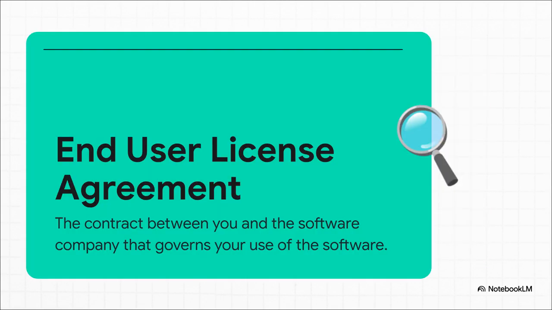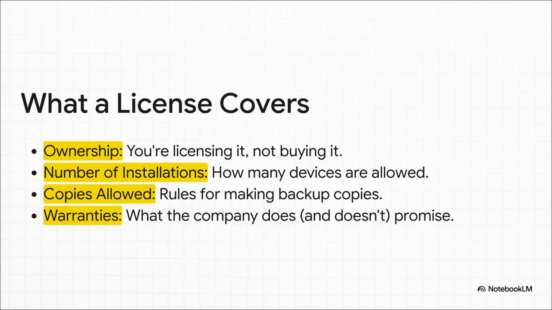Well, that wall of text has a name. It's called an End User License Agreement, or EULA for short. And it's not just some friendly suggestion, it's a real, legally binding contract between you and the company who made the app. That contract lays out all the rules. And here's the biggest shocker for most people. You're not actually buying the software. You're just licensing it. Basically, you're renting the right to use it. The EULA also spells out things like how many computers you can install it on, and what the company does, or maybe, more importantly, doesn't promise it'll do.